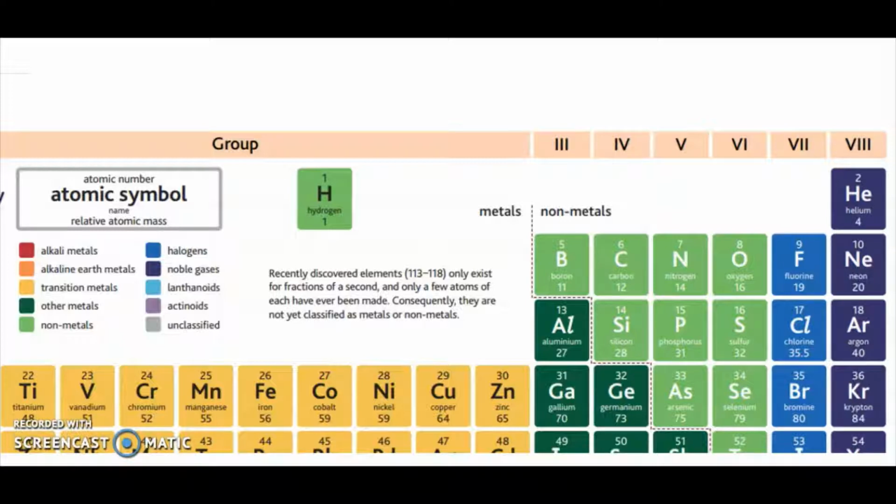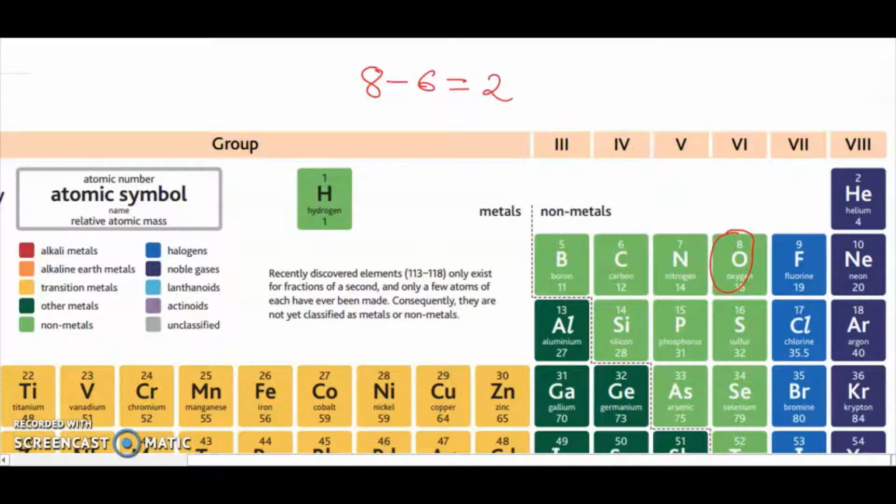For elements in groups 5, 6, 7, and 8, the valency is equal to 8 minus the group number. Let's look at the case of oxygen, for example. Oxygen is in group 6 of the periodic table, so the valency of oxygen would be equal to 8 minus 6. The valency is equal to 2.